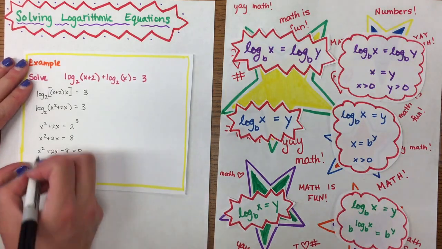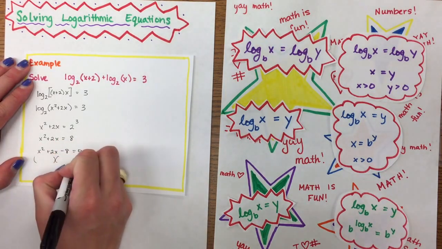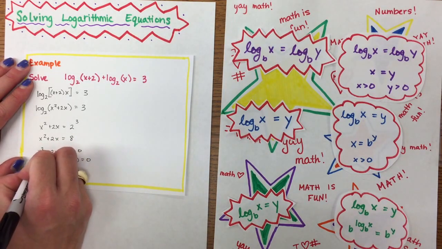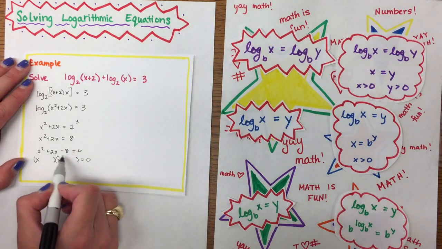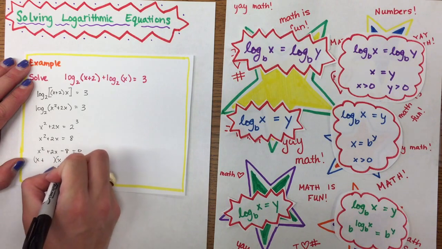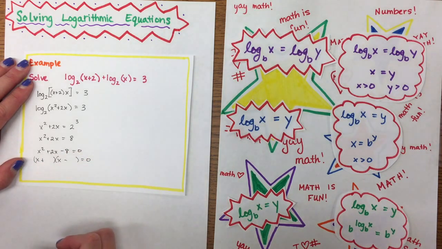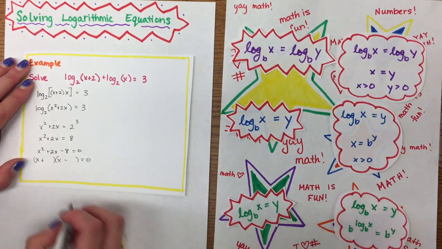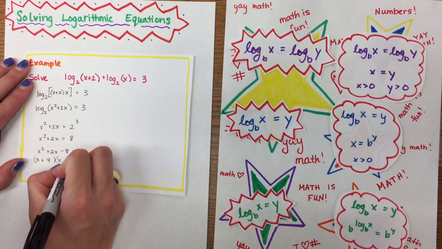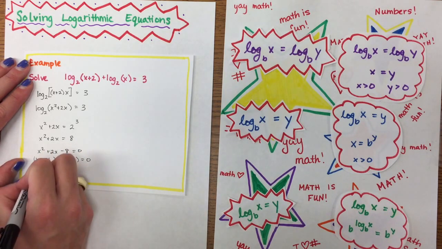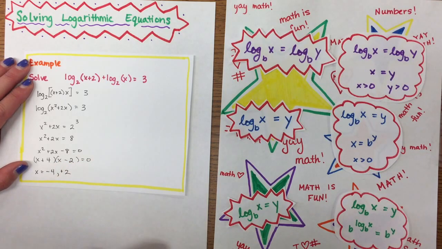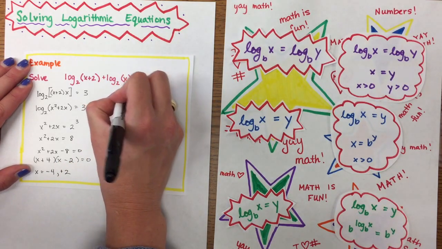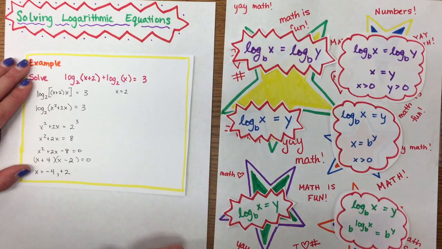I'm going to need to factor this quadratic function, and it factors quite nicely. My first terms need to multiply to be x squared, so that's just x and x. My last have to have opposite signs, plus and minus, multiply to be negative 8, and add to be 2. So that'll give me x plus 4, x minus 2, giving me x is equal to negative 4 and positive 2. I'm going to go through and check each of these in my problem up here.